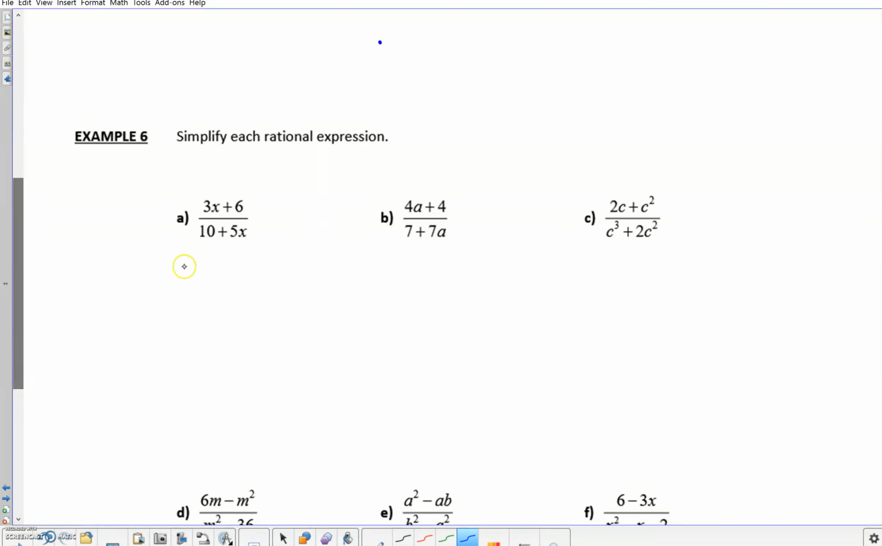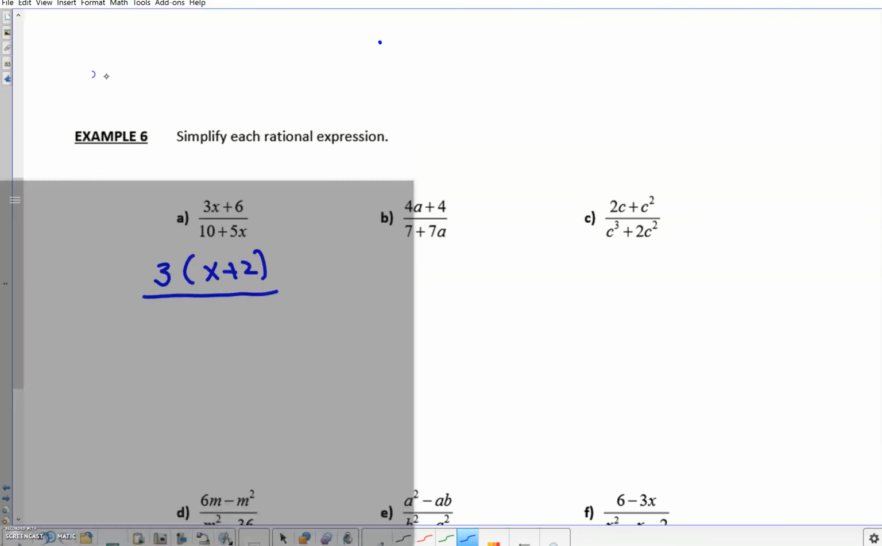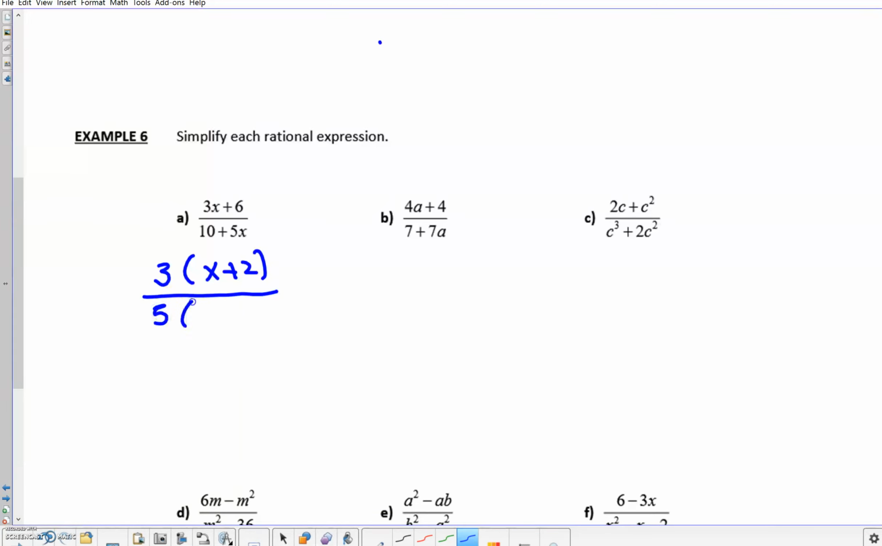Here I have 3x plus 6. So again, you see I have just one factor in the numerator and denominator so far, and they're not the same. So I'm going to factor out a 3, and that gives me x plus 2. When I factor out a 5 in the second part, that's going to leave me with 2 plus x. But we know that x plus 2 and 2 plus x, with addition, are the same thing, so those will cancel each other. They're the same, and our answer is going to be 3/5.